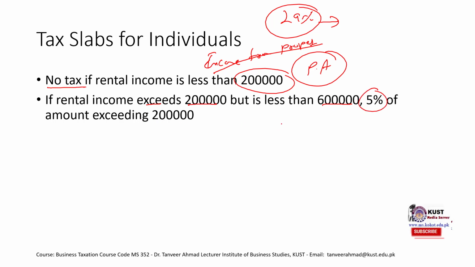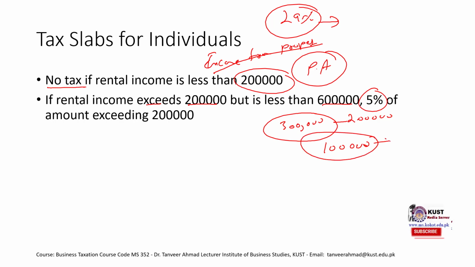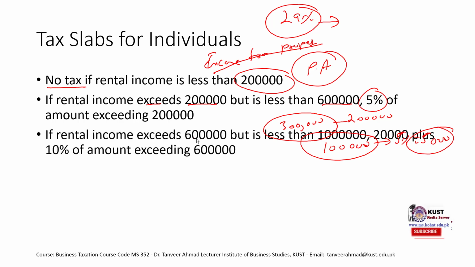For example, let's just say I'm an individual and my rental income is 3 lakh rupees per year. So this is greater than 2 lakh rupees, so I need to pay taxes. How much should be the taxes? I would first deduct this 2 lakh rupees from this amount. The remaining amount is 1 lakh rupees. So I would pay 5% of this 1 lakh rupees, which is 5,000 rupees.